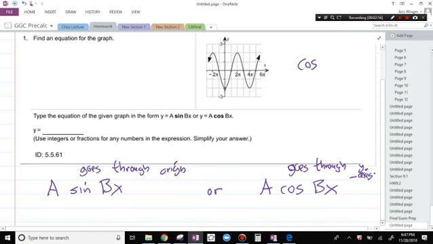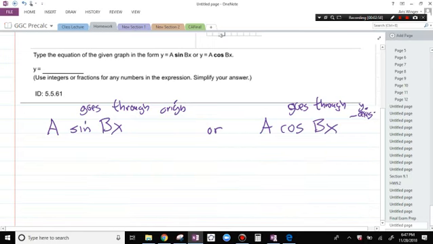The period and the amplitude for both of these are exactly the same. The amplitude is simply the absolute value of the number in front, and the period is 2 pi over b.